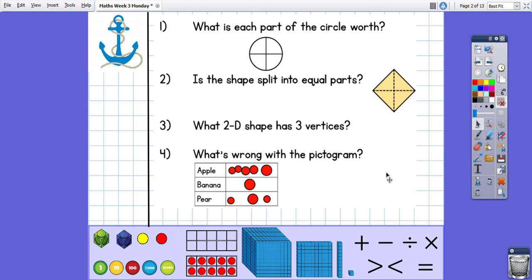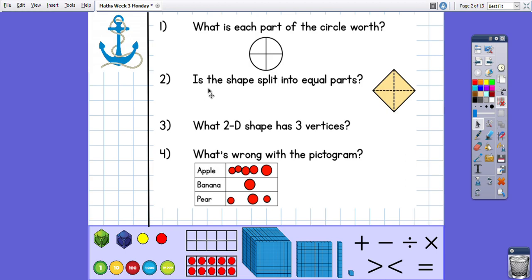So I want you to read them through, pause the video, write down what you think the answer is, and then we'll go through them together. Okay, so what is each part of the circle worth? You look at the circle. It's split into 4, and think about our learning from last week. If it's split into 4, what fraction is it? It's 1/4. So each part is worth 1/4 because there are 4 parts.